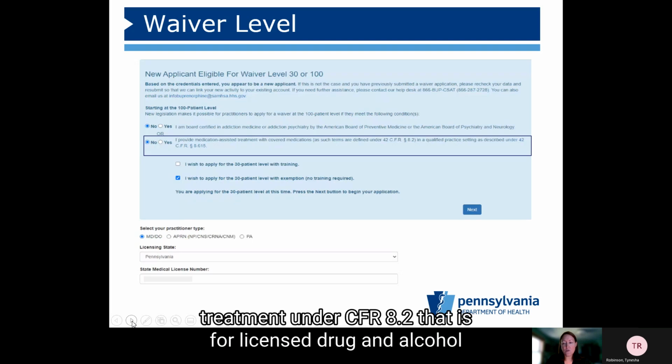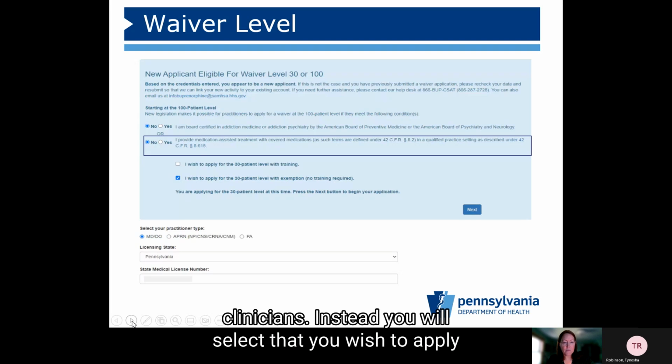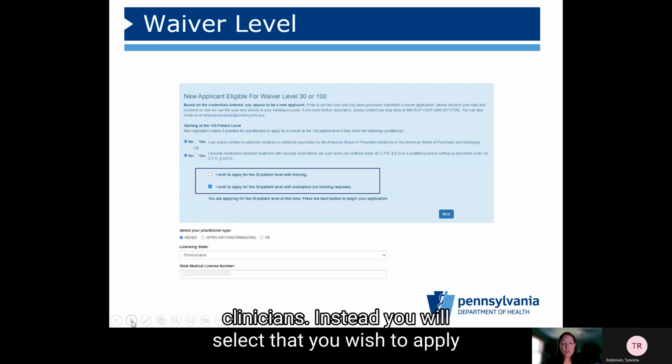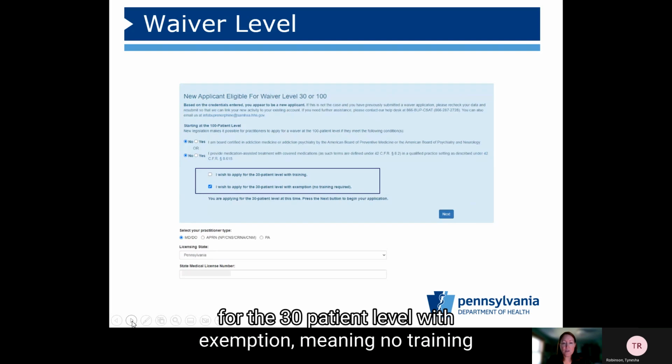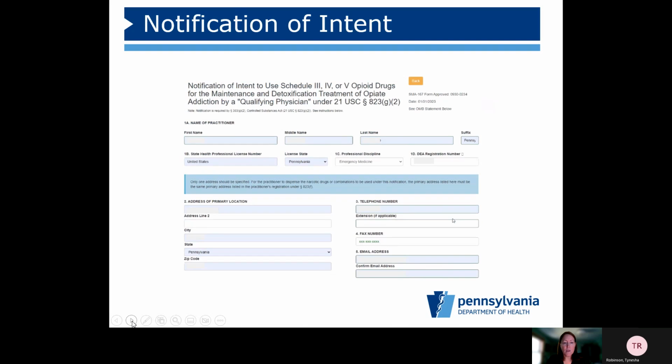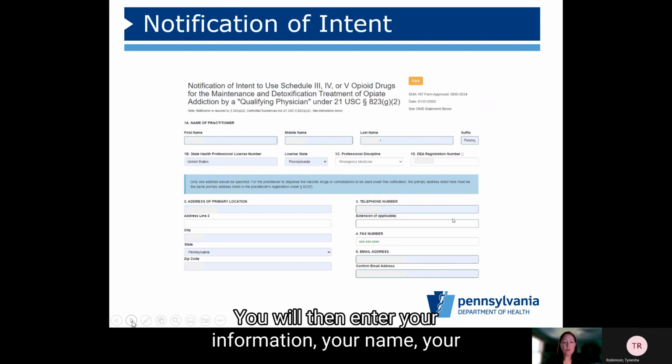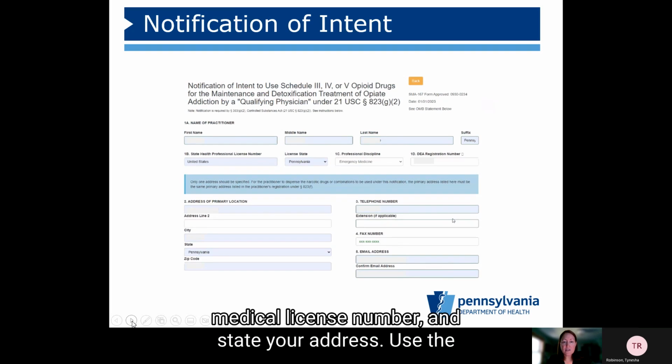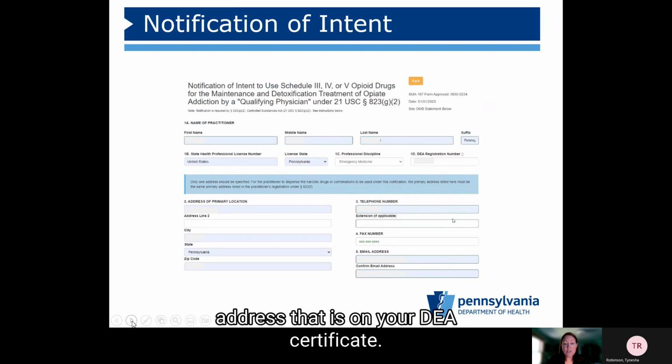That is for licensed drug and alcohol clinicians. Instead, you will select that you wish to apply for the 30 patient level with exemption, meaning no training required. You will then enter your information, your name, your medical license number and state, your address. Use the address that is on your DEA certificate.